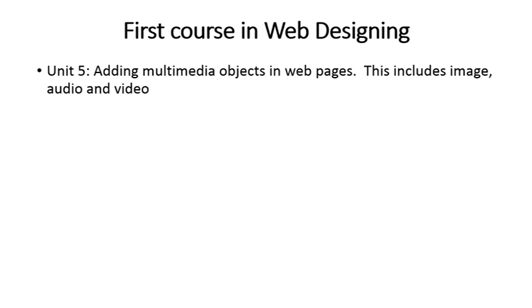So Unit 5. Unit 5 talks about adding multimedia objects to your web pages. Multimedia objects are the ones which make web pages more interactive and more compelling and more attractive. Multimedia objects covered here are images, audio, and video, just like you see YouTube videos and so on. It just shows you how to add your own videos or to bring up videos from sites like YouTube into your website.